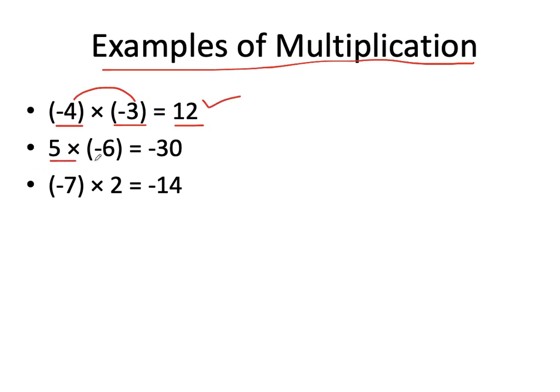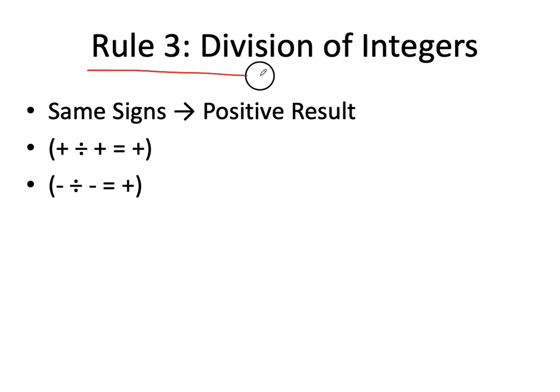Next we have 5 multiplied with -6. So one integer is positive, another integer is negative. With different signs, the result will always have the negative sign, and 5 multiplied by 6 gives you 30. Next, -7 into positive 2. Again the different sign, so the sign will be negative, and 7 multiplied by 2 will be 14.